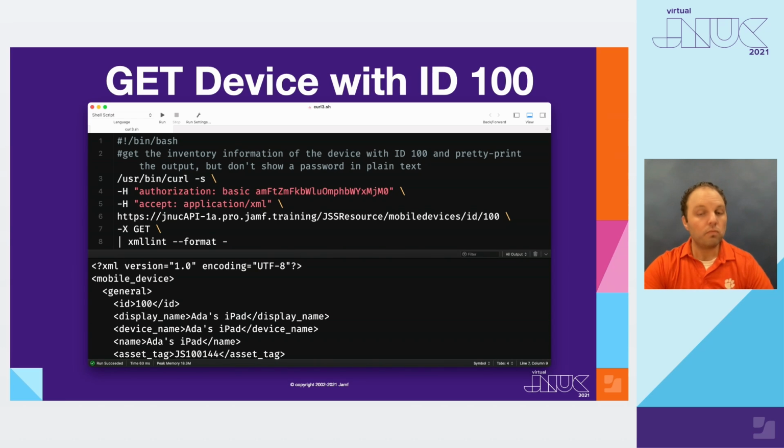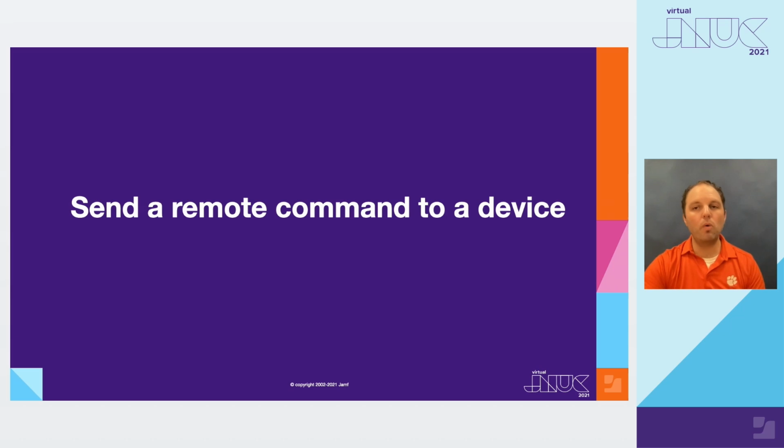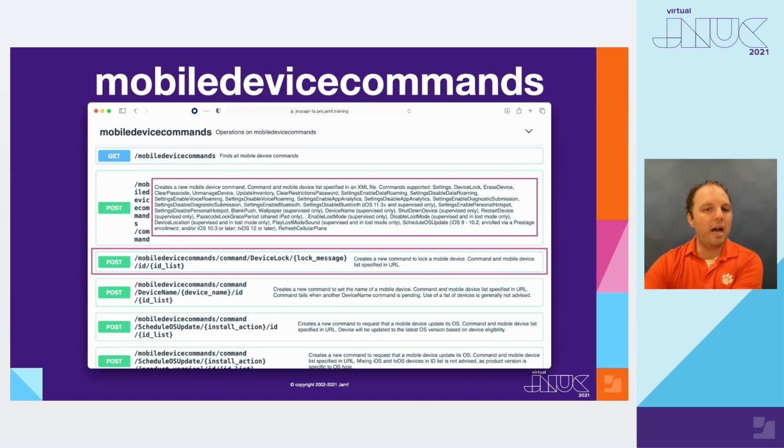Awesome. Now that we've got the device, let's talk about how to send a remote command to a device. If we go back to our /api documentation, we will find an endpoint called mobiledevicecommands, all lowercase, all one word. If we expand this endpoint, we'll see the first two POST boxes. The first POST box will show us the different commands that we can send to devices using the Jamf Pro Classic API. Got a big long list.